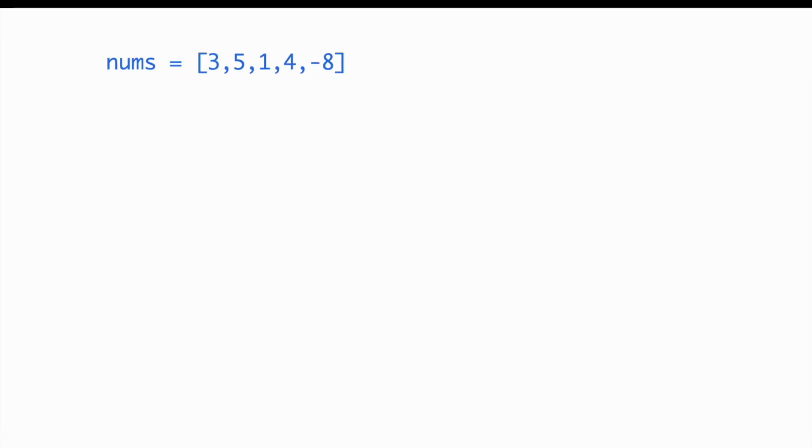So we have numbers, an array of integers: 3, 5, 1, 4, and -8. And let's say the target is 5. And I like to add the index of these numbers. So what are we returning here? What makes the target 5? Clearly we have 1 and 4. The value 1 plus the value 4 is 5. And what are their indices? It's 2 and 3, and we are returning 2 and 3.